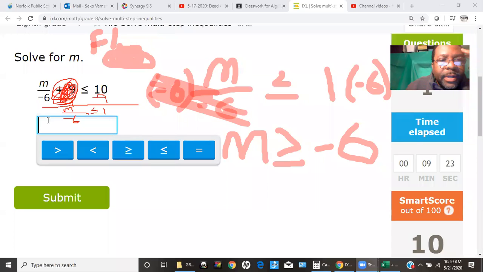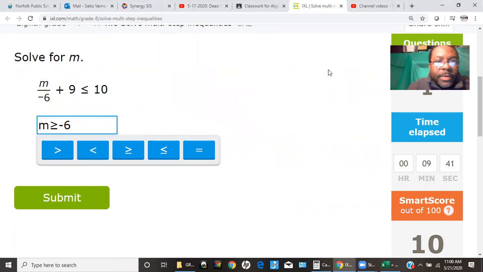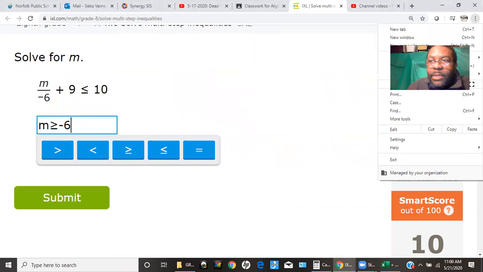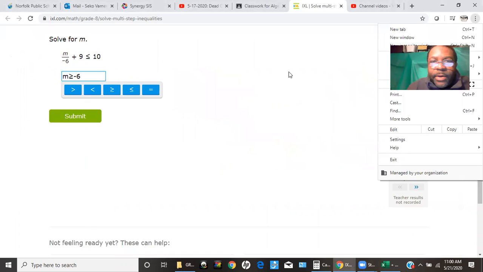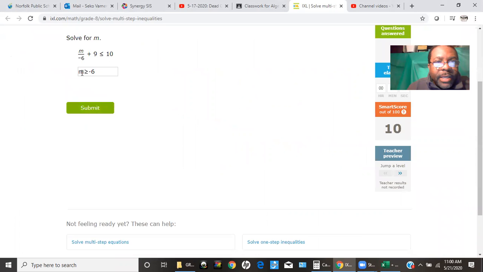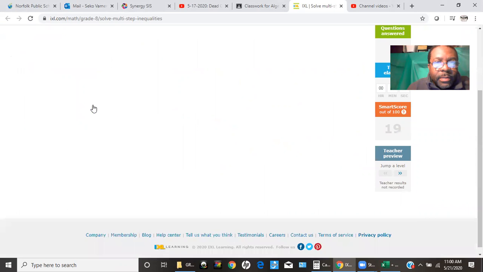That went a lot quicker, didn't it? All right, let me clear some of this. I'll just type this. M is, and I'm going to use this tool, I'm going to choose this, and -6. Okay, let me clear all the drawings, and I'm actually going to bring it down just a little bit so we can see if I'm right or not. All right, M is greater than or equal to -6.